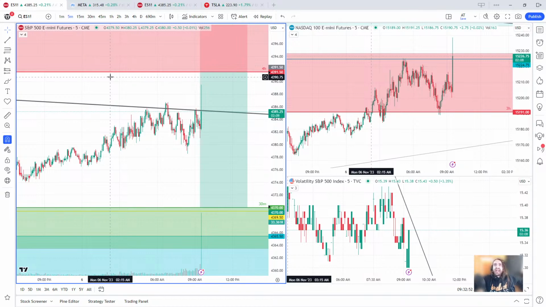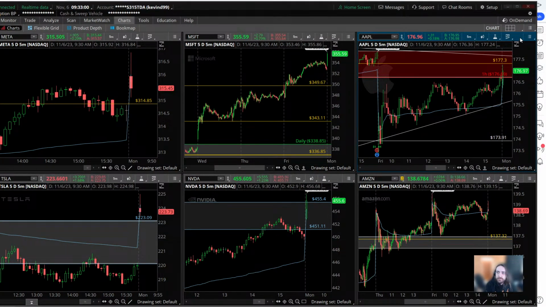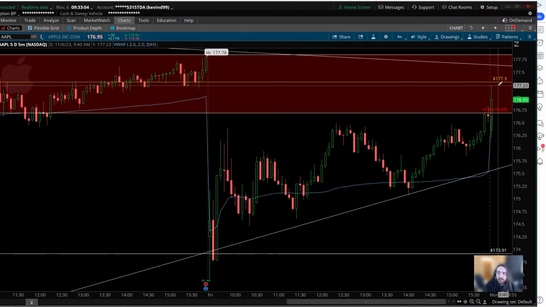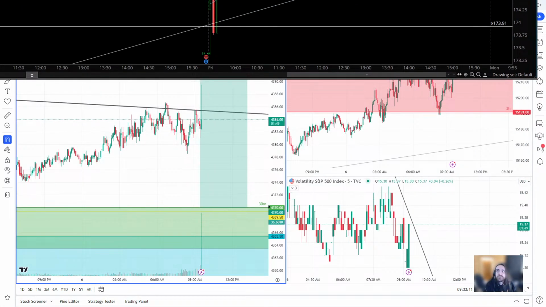Microsoft's ripping and rolling right now. And guys, check out Apple. I'm going to show you guys Apple. Look at that, right at that key level. 177.25, 177.30. Trying to reject.